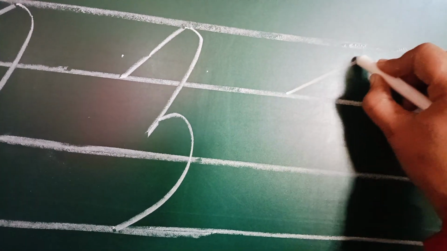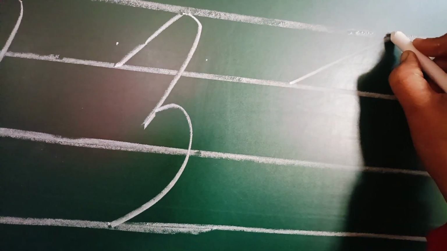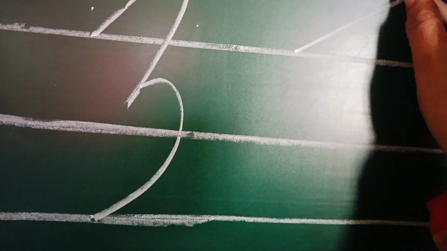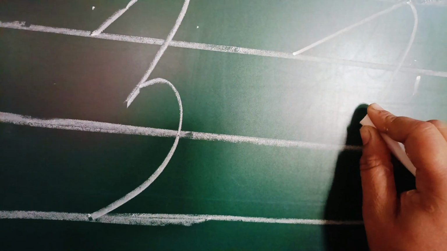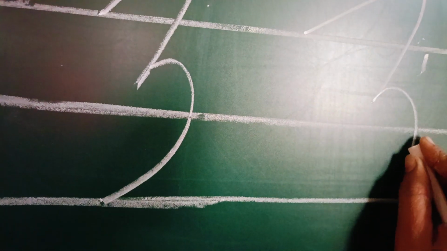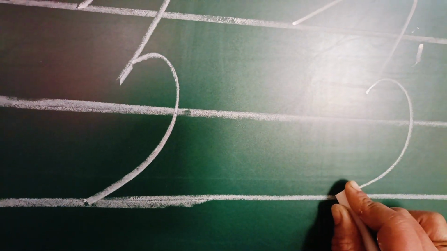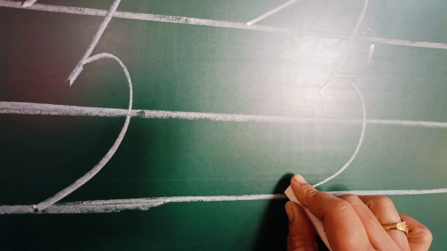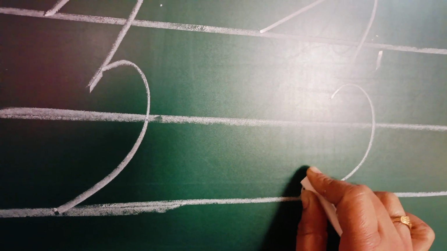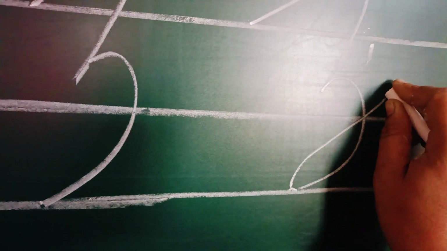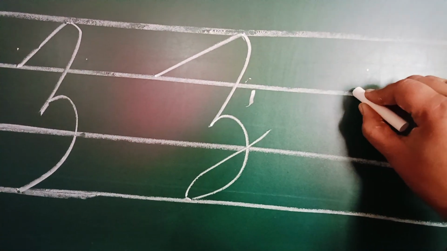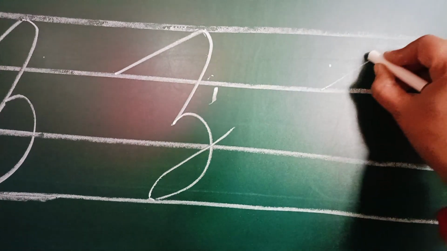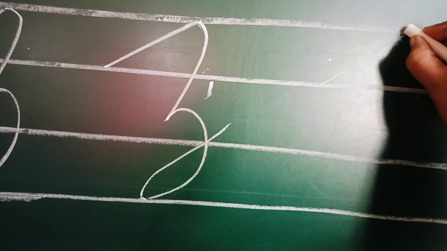Again, put your pencil on the second line, go up with a straight line, make a slant and come straight between the second and third line. From here, just make a curve, right curve, and make a loop and come out with a tail. This is a Z.